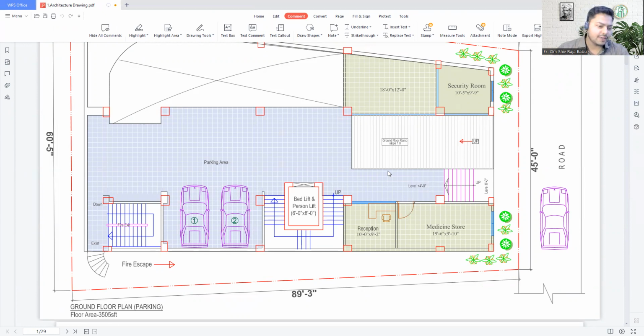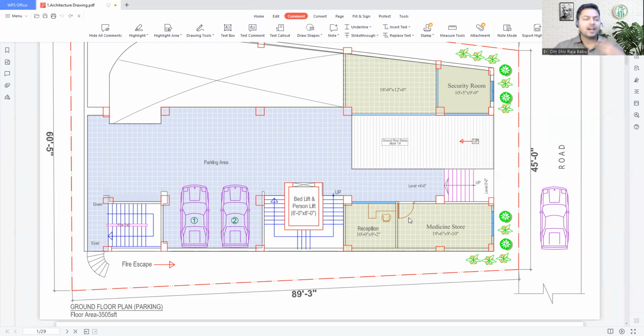Now what we have next, we have this medicine store. Suppose we have some patients who are in the hospital just for the medicines, so we would not like to create any kind of crowd in our building. So we have kept the medicine store just on the ground floor. As soon as the person enters the hospital, he will get the medicine over here. So this is a very good decision to place the medicine store over here.